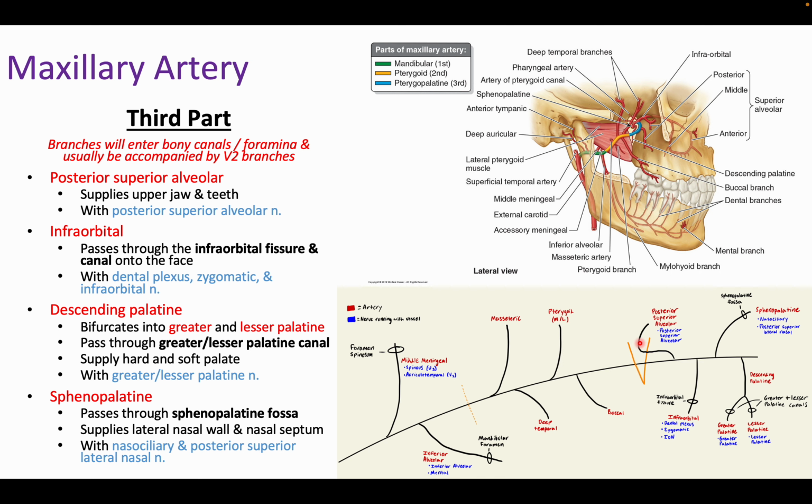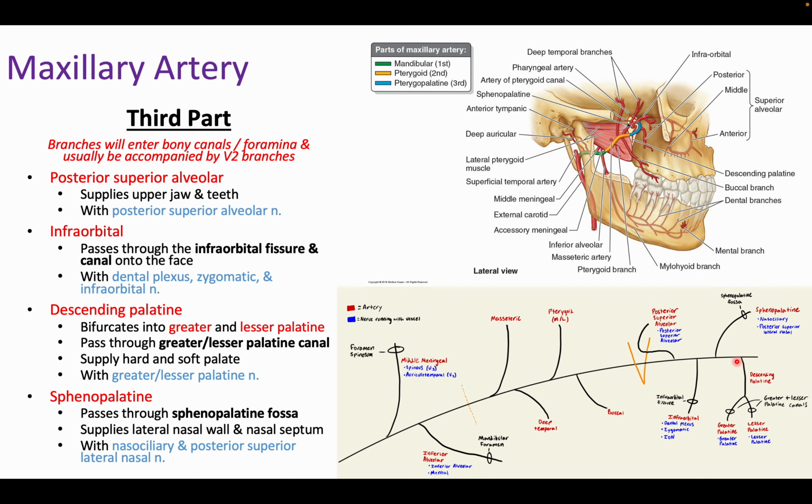So we're going to have our posterior superior alveolar, which is going to run up here, and that can be seen up here. It's going to supply the upper jaw and teeth. And remember, the superior alveolar nerves are part of the dental plexus, so it's going to be with the posterior superior alveolar. We also have our infraorbital, which is going to run down here. It's going to pass through the infraorbital fissure and canal and come out onto the face. So remember, the infraorbital canal is going to be coming out on our maxillary bone up here. And so it's going to run with the dental plexus, zygomatic, and infraorbital nerve. We solved that with V2.